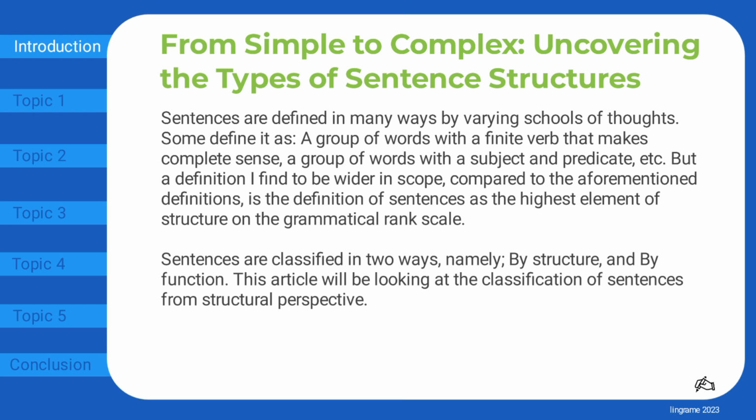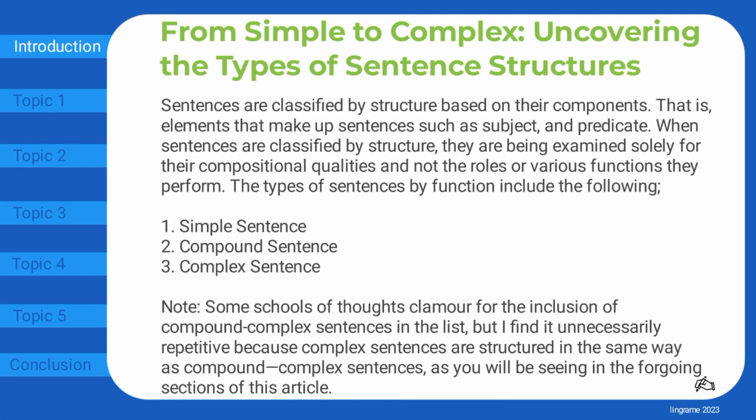Sentences are classified in two ways, namely, by structure and by function. This article will be looking at the classification of sentences from a structural perspective. Sentences are classified by structure based on their components, that is, elements that make up sentences such as subject and predicate. When sentences are classified by structure, they are being examined solely for their compositional qualities and not the roles or various functions they perform. The types of sentences by structure include the following: simple sentence, compound sentence, complex sentence.